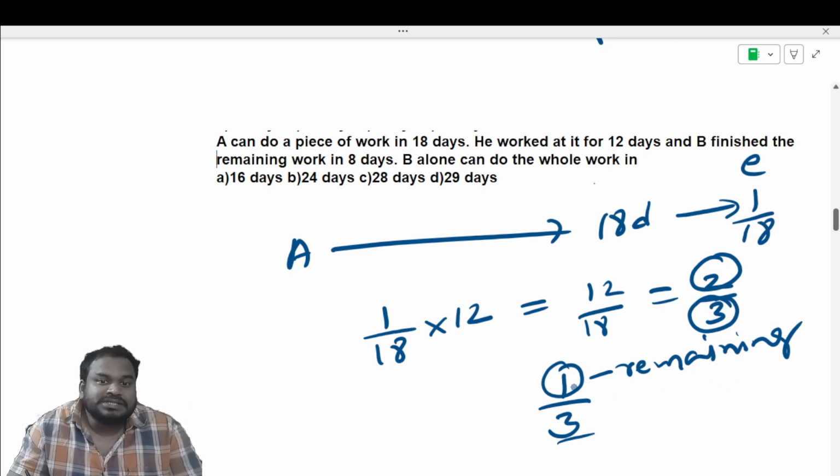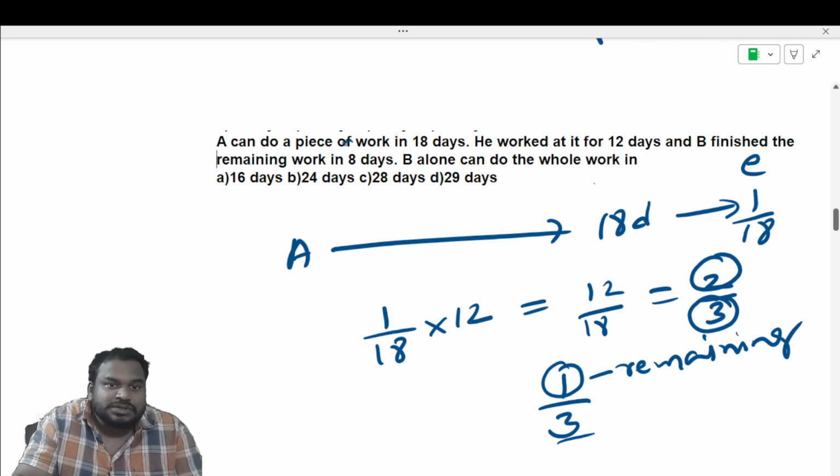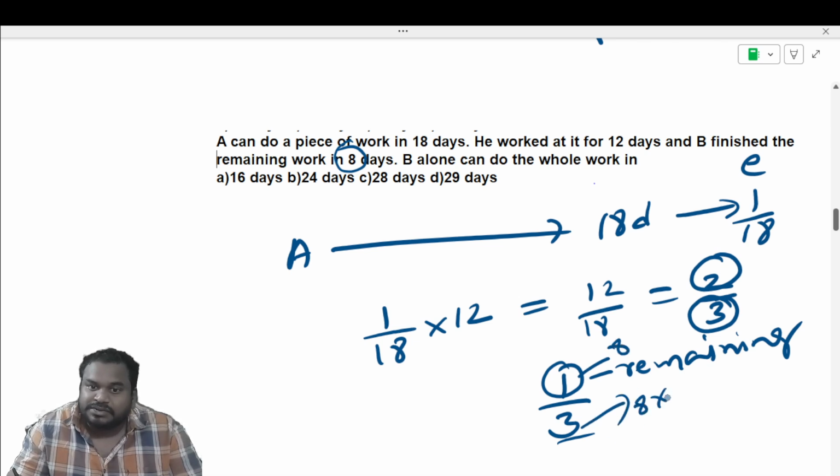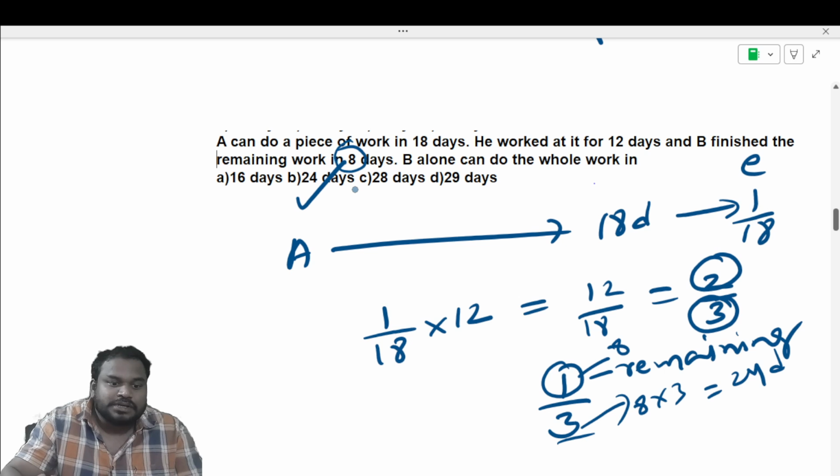To complete this 1 part, how many days did it take? 8 days. If we take 8 days for 1 part, then for 3 parts it will be 8 into 3, 24 days he will take. So that is the answer.